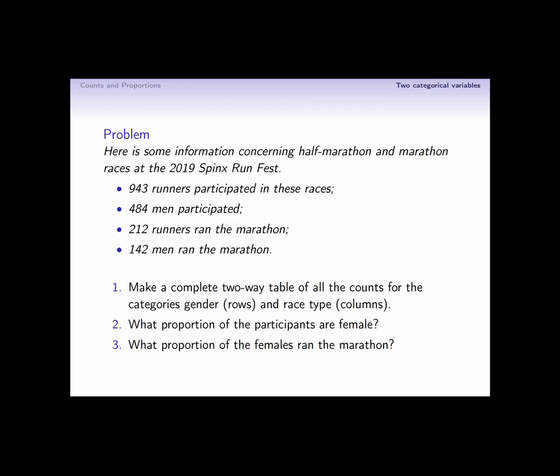For the two categorical variables, one is gender, and those are going to form the rows, and the other is race type, marathon or half marathon, and those will be in the columns. So we're going to build a two-way table for those two categorical variables. So we first want to build the table. Make a complete two-way table for all the counts for the categories gender and race type, and then answer two follow-up questions. What proportion of the participants are female, and what proportion of the females ran the marathon?